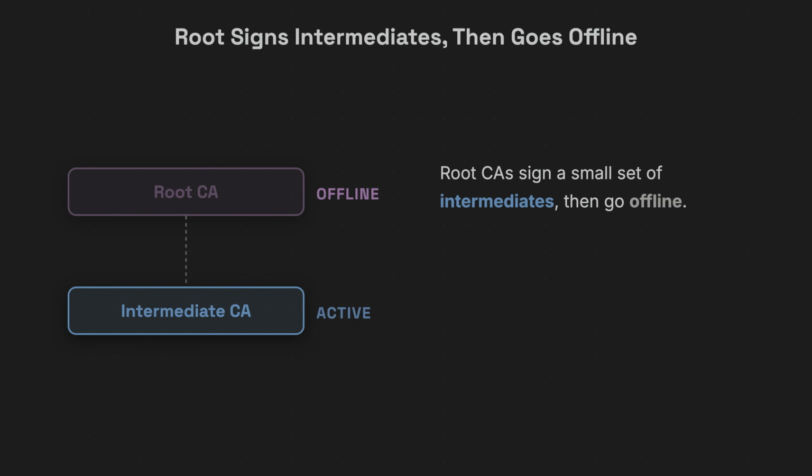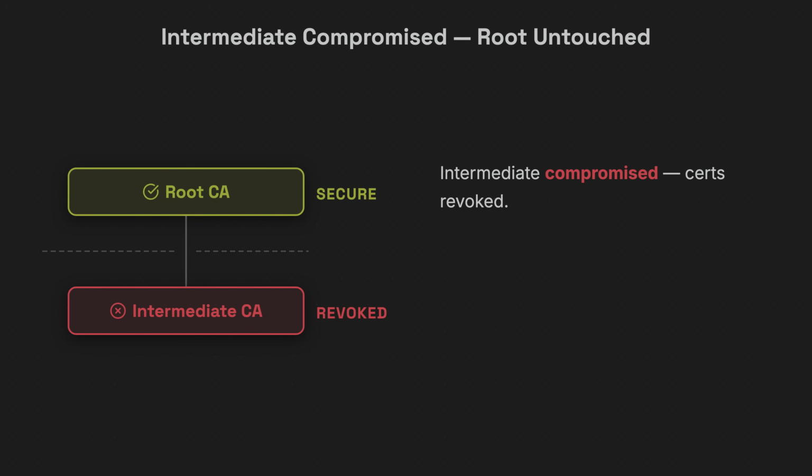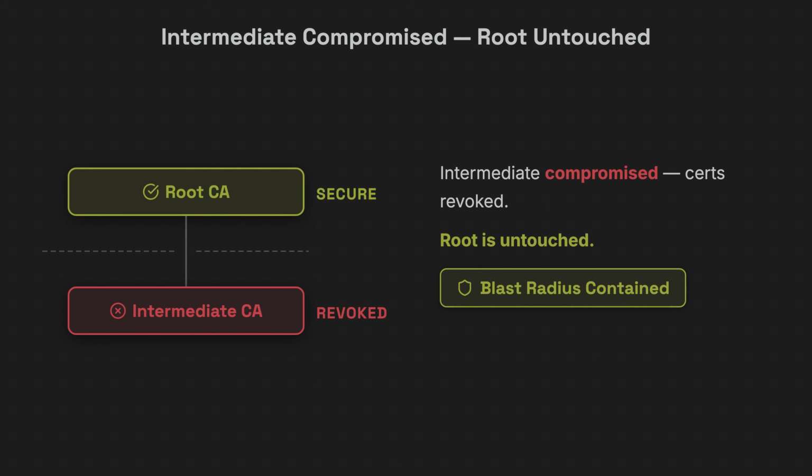So, root CAs sign a set of intermediate certificates, then go offline. Intermediates handle day-to-day issuance. If an intermediate is compromised, revoked, certs invalidated, the root is untouched. The blast radius stays contained.